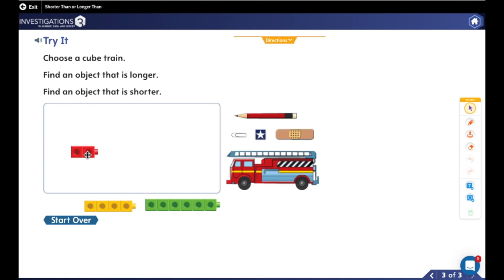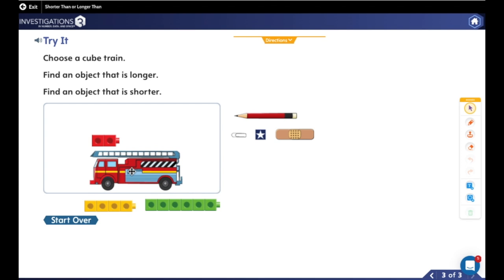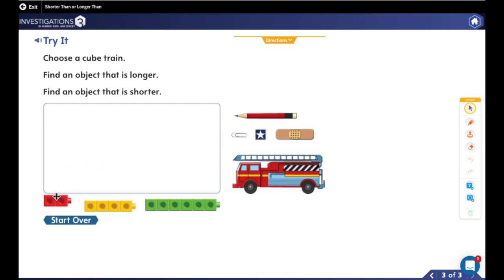Find an object that is longer. Find an object that is shorter. So make sure you're going to want to line them up. Put the shorter one on top and the longer one on the bottom with your cube train in the middle. I'll say it again. Put the shorter one on top and the longer one on the bottom. Very good. Make sure the ends line up so that we can see how it looks. Then you're going to press the check mark to turn your work into your teacher.